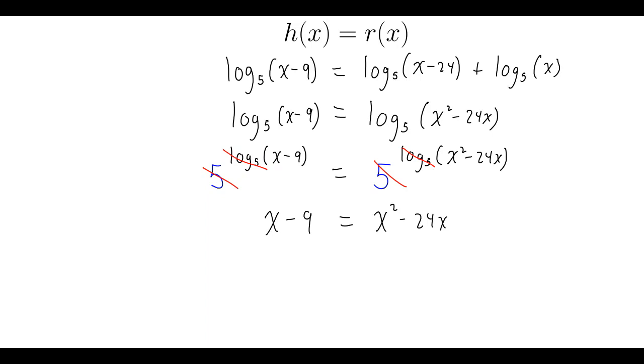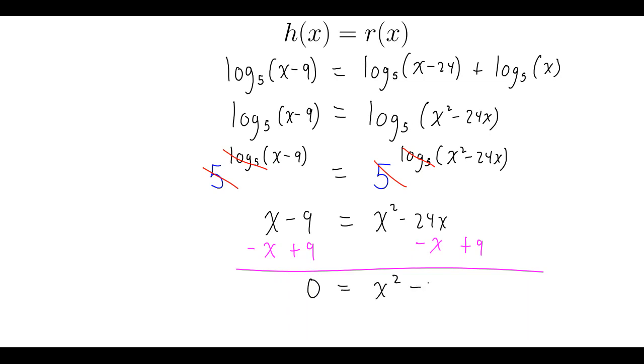Okay, so now to solve this is a quadratic. Let's subtract x from both sides. I'll use a different color this time so we can visualize it a little bit better. Subtract x from both sides and add 9 to both sides. And that will give me 0 equals x squared minus 25x plus 9.